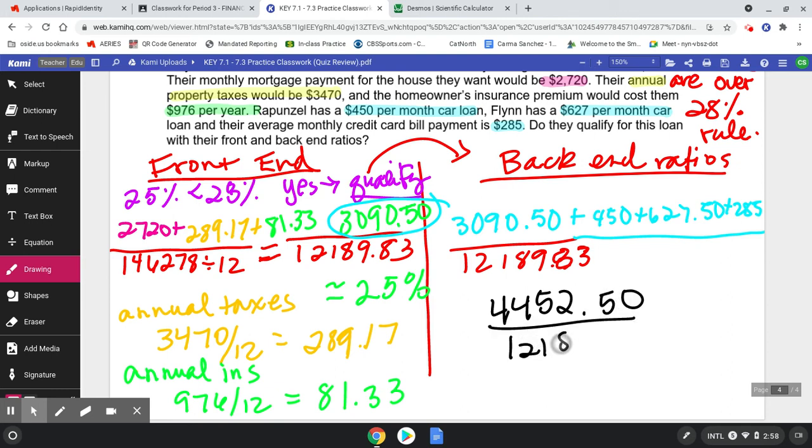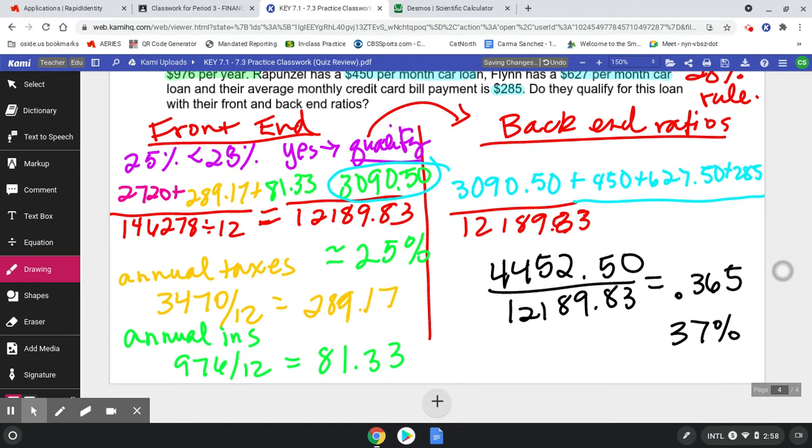Divide that by our denominator, which we already have calculated. And I'm getting 0.365, which if I round that, is going to round up to 37%. So we just barely do not qualify based on the back end.